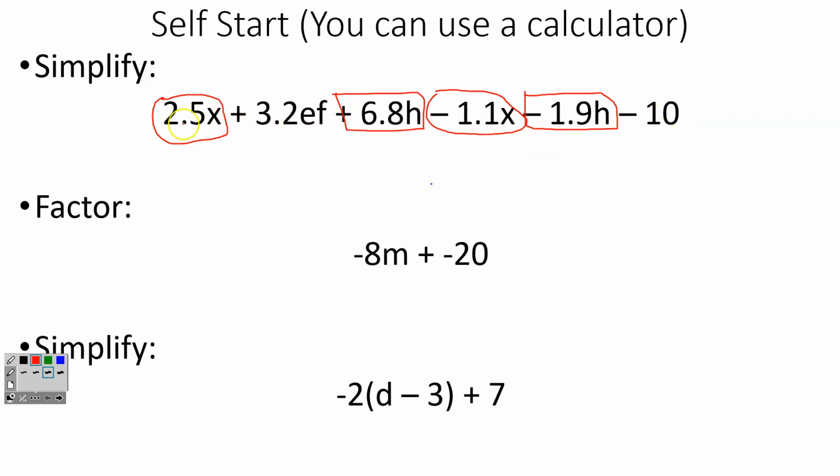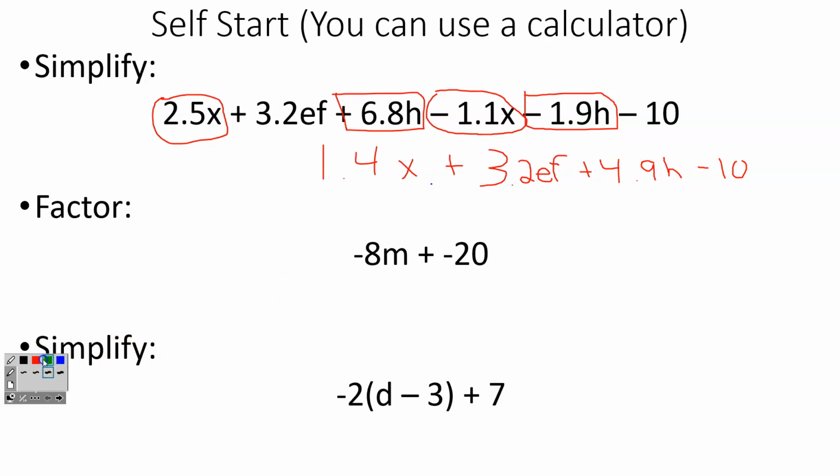So here we go. 2.5x and a negative 1.1x is going to give me a 1.4x. I'm going to bring down the 3.2 EF. If I combine a 6.8h and a negative 1.9h, I'm going to get an answer of a positive 4.9h. And then I'm going to bring down that negative 10. So there is my simplified expression.